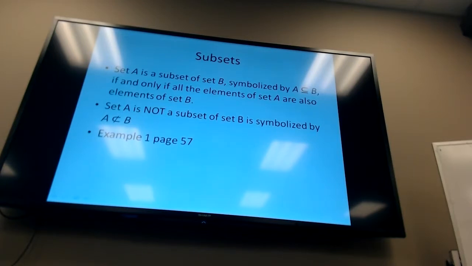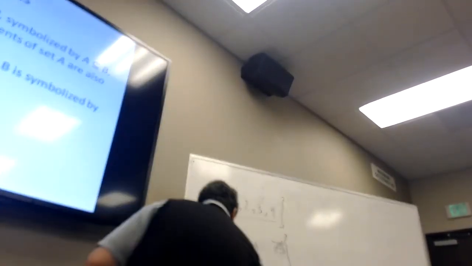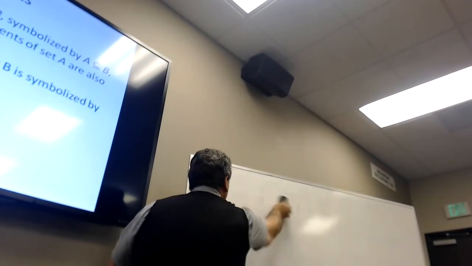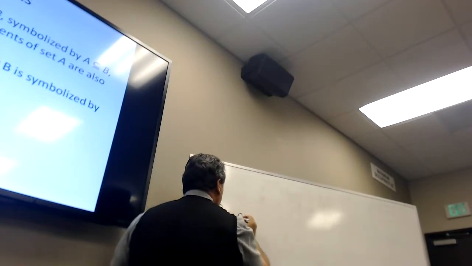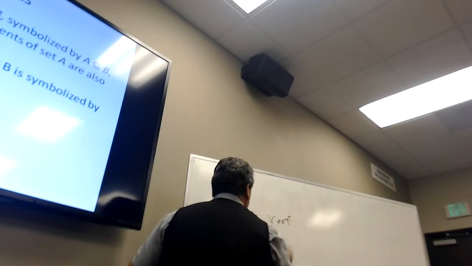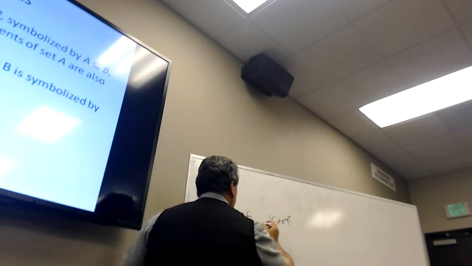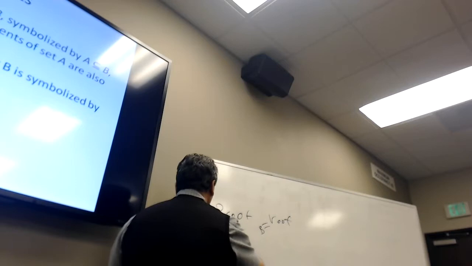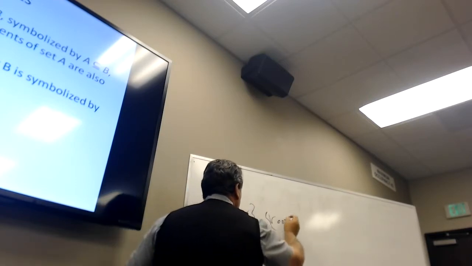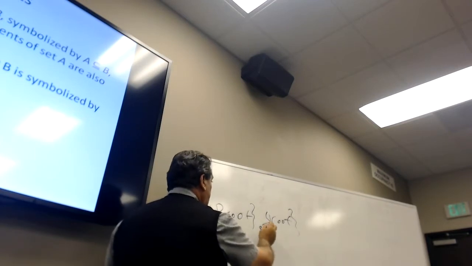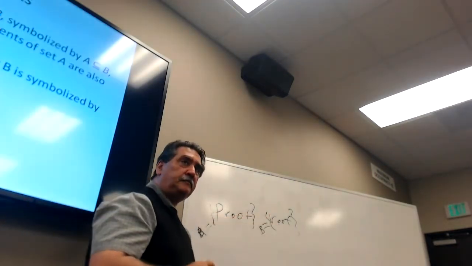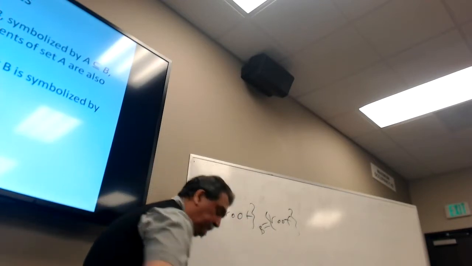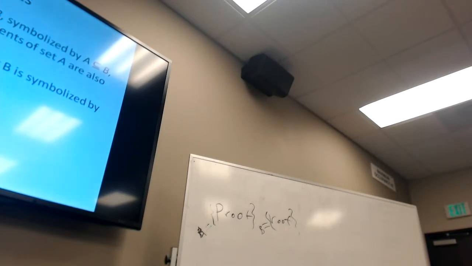The word proof and roof, let's look at that. If we turned it around, B would be a subset of A. But here, if this is set A and this is set B, this has P, which is not there, so it doesn't have it.